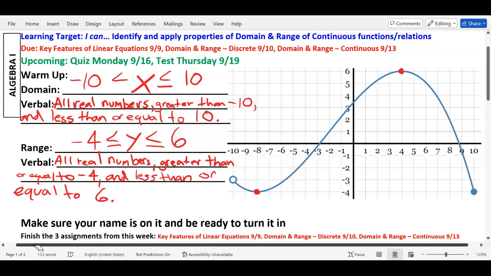That's it. You have examples of this in your notes from yesterday. If you lost it or need it, it's in the blue bin. If you need yesterday's assignment, it's in the blue bin. I need you to finish that assignment from yesterday, as well as Monday, Tuesdays. Discrete, domain and range, and the key features of linear equations, okay?